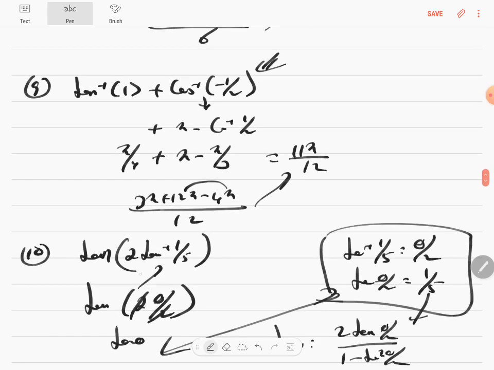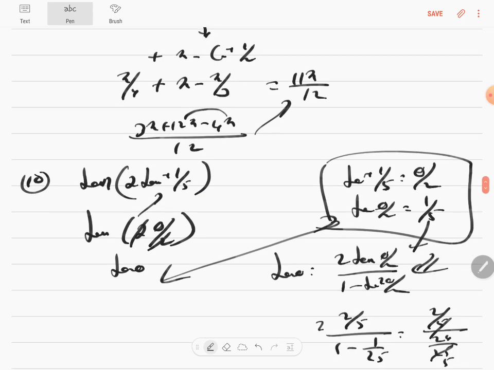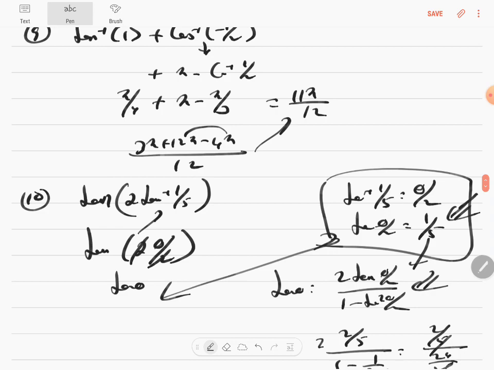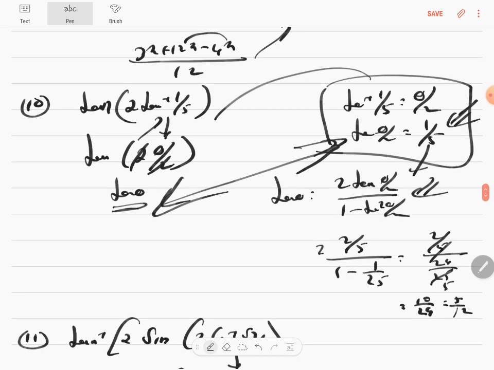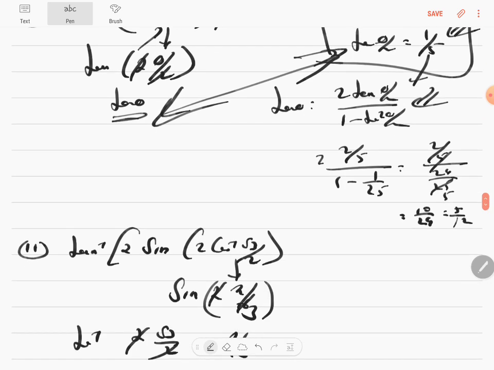Tan of 2 tan inverse of minus 1 by 5. You either know the 2 tan inverse formula, or you can also write tan inverse of 1 by 5 as theta by 2. So tan theta by 2 is equal to 1 by 5. And then you know the relation between tan theta by 2 and tan theta. Tan theta is 2 tan theta by 2 by 1 minus tan square theta by 2. And just substitute tan theta by 2 as 1 by 5. You get 5 by 12 to be the answer.